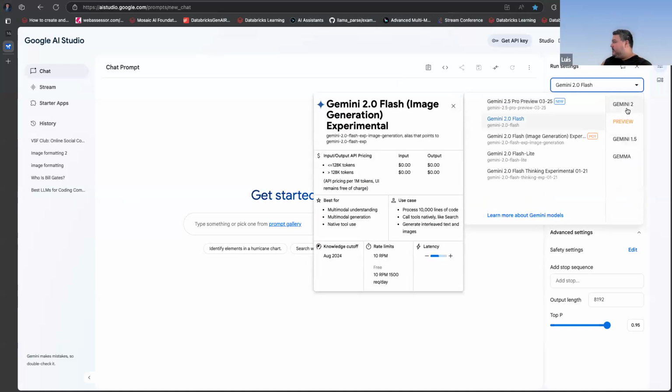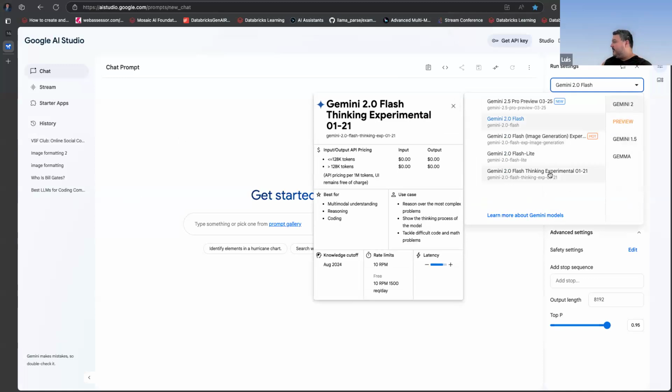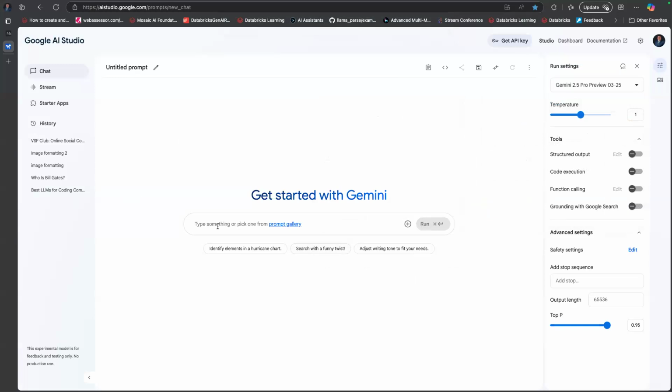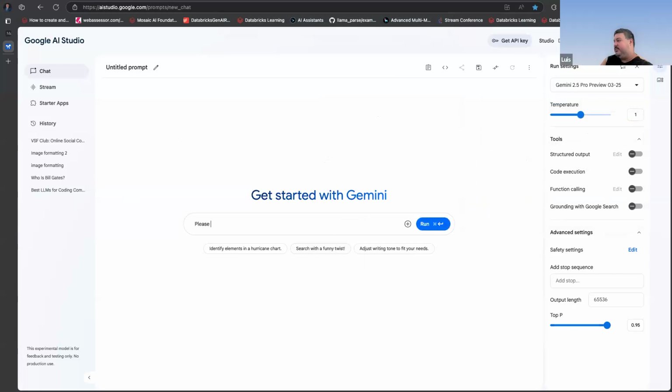In Gemini 2, there's something called, I think, Pro Preview, and you can see here under use case, this is a reasoning model, right? There are models that are normal chat models, and then there are reasoning models, and reasoning models are the ones that actually think through problems. So what's the difference? I'm going to put here, please explain the theory of relativity to someone in grade 9.